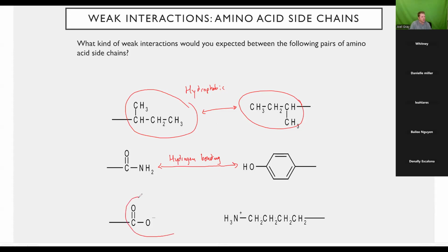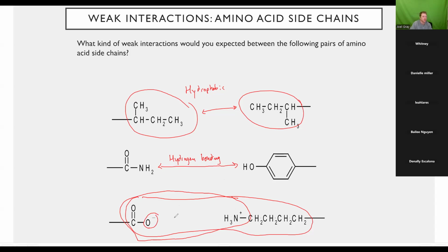Then last but not least, these groups right here, where the part that you care about most is this small section right here. What type of interaction is going to take place between those groups? Negative, yeah, absolutely. Ionic interactions. That's a great question.